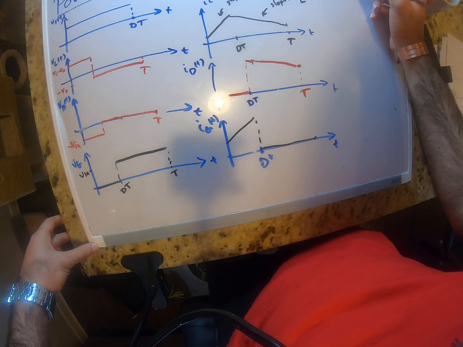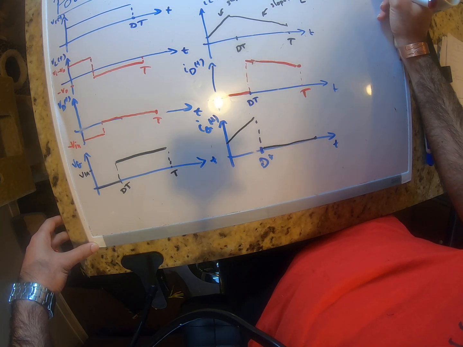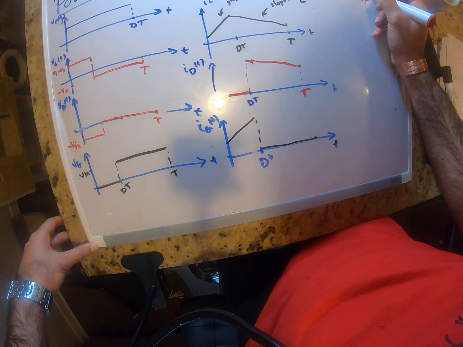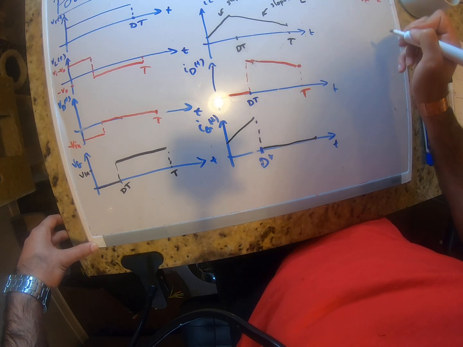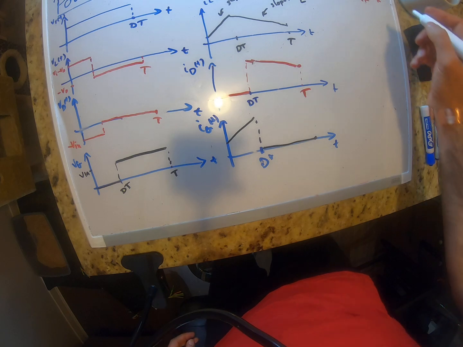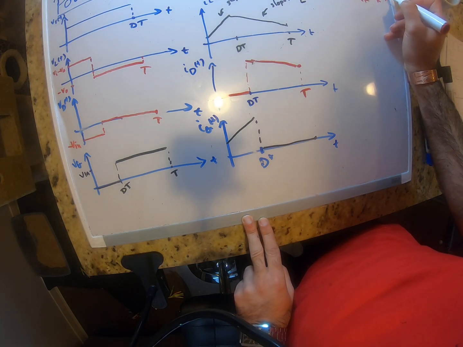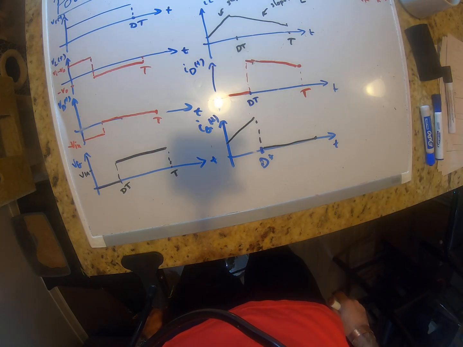Let me just write down here that VR and VC are the same as VO. And IR is VO divided by R. We also call this IO, the DC value. It has some ripples, but that's why I'm writing the DC here.